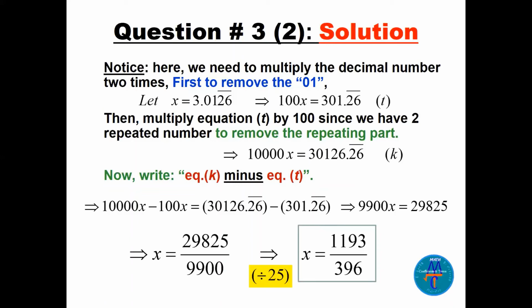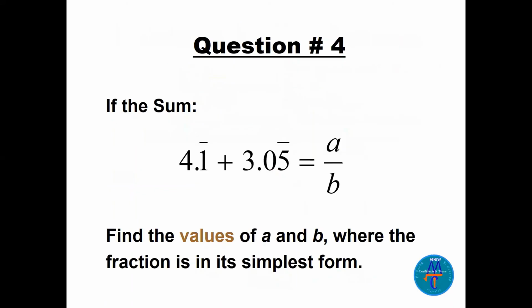Now we will see a very strange number where we have a sum of two repeated numbers. Both are fractions: 4.111111 plus 3.05555555. We need to add these numbers. The sum is equal to A over B. We need to find the values of A and B. That means we add the numbers and change it to fractions.